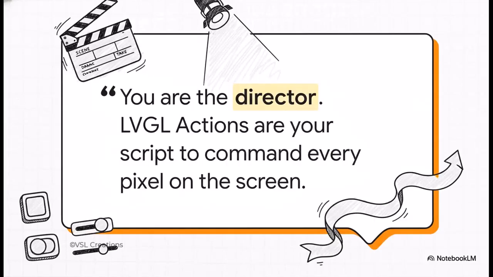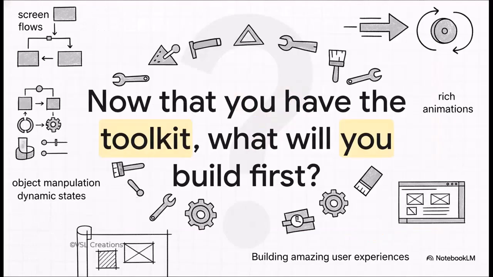So let's just bring it all home. You are the director. EEZ Studio is your stage. All the little widgets are your actors, and these LVGL actions, they are your script. You now have everything you need to command every single pixel, telling it where to be, how to look, and how to move with beautiful, fluid motion. So we've gone through the whole playbook, from changing scenes, to directing objects, to styling, and all the way to animation. The entire toolkit is in your hands, so the only real question left is, what are you going to build first?